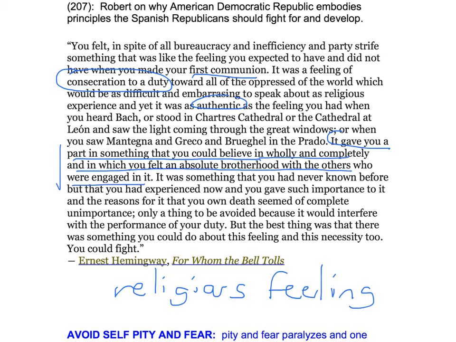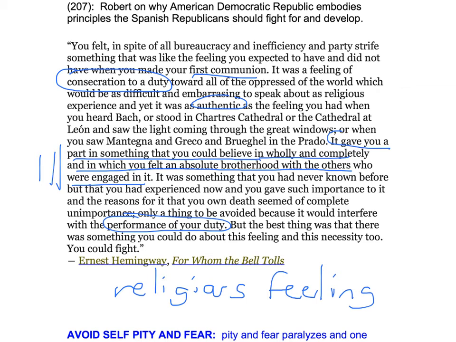Key passage. It was something that you had never known before, but you had experienced now, and you gave such importance to it, and the reasons for it, that your own death seemed of complete unimportance, only a thing to be avoided because it would interfere with the performance of your duty. But the best thing was that there was something you could do about this feeling and this necessity too. You could fight.